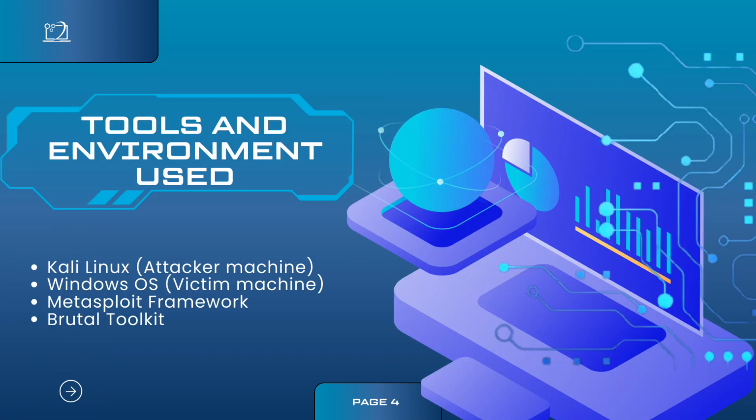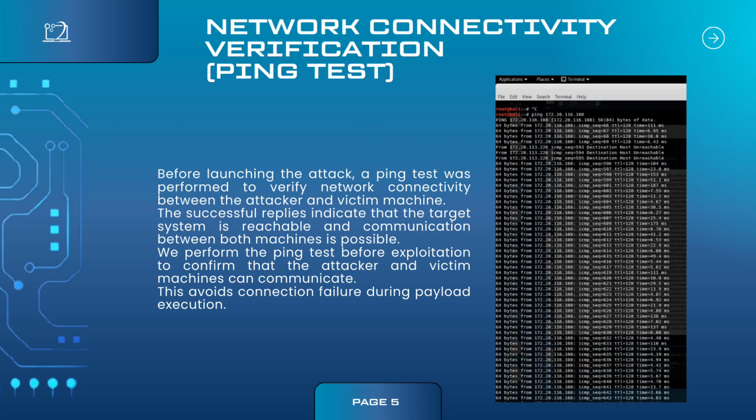Tools and environment used: Kali Linux for the attacker machine, Windows OS for the victim machine, and the Metasploit framework and Brutal toolkit. Network connectivity verification, ping test. Before launching the attack, a ping test was performed to verify network connectivity between the attacker and victim machine. The successful replies indicate that the target system is reachable and communication between both machines is possible.